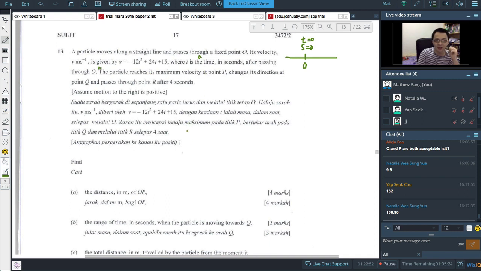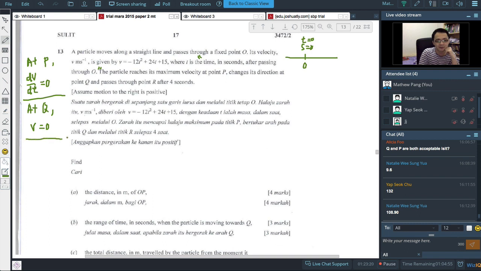So over here, I know at P itself, oh no, I don't write here. I will need a lot of space for this question, so I will write at the side here. I know at P you have maximum velocity, so dv/dt equals 0. Okay, first information. And it changes direction at Q, so at Q itself, velocity will be 0 because it changed direction.